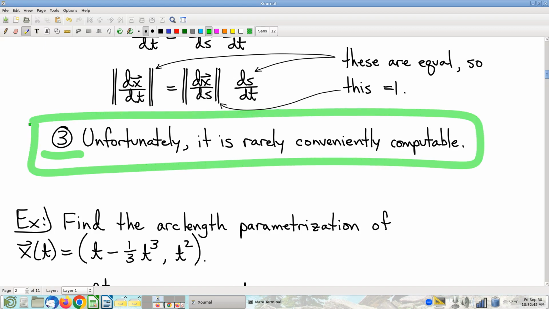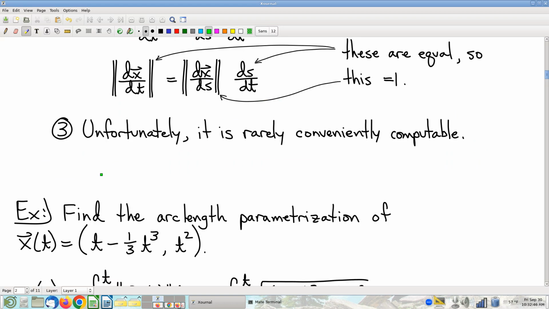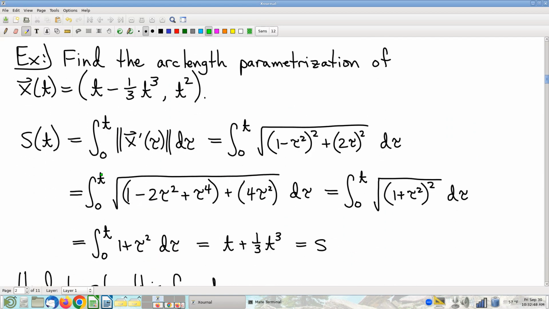Unfortunately, it's usually a pain to parameterize by arc length. And I'm just going to show you an example. Now, this is not the easiest example possible. There's a very narrow category of what I will call reasonably easy examples of doing arc length parameterizations. As already noted, you're going to be taking an integral of a square root. It's usually going to be a bummer.